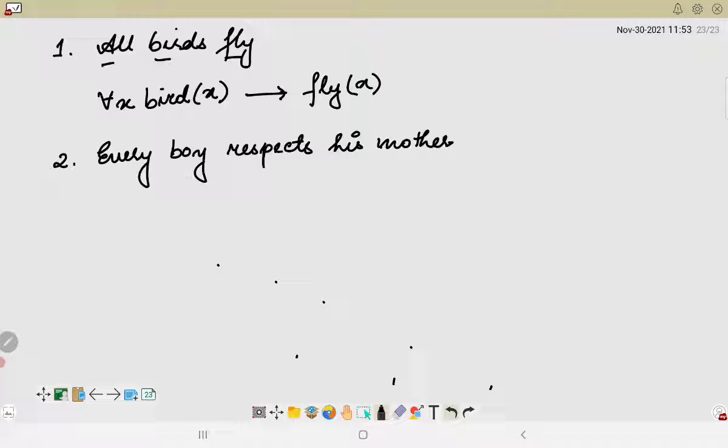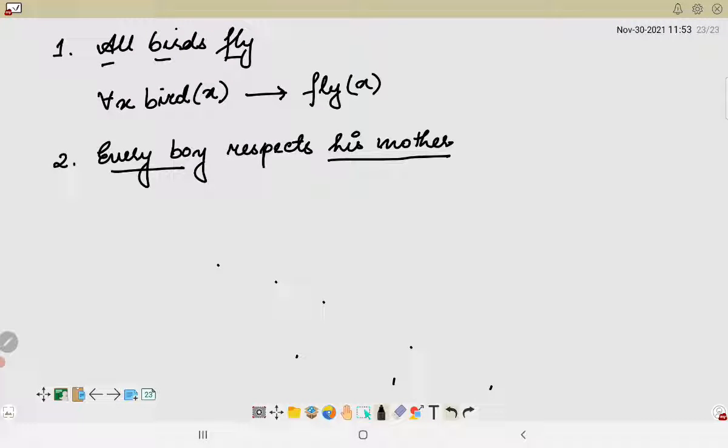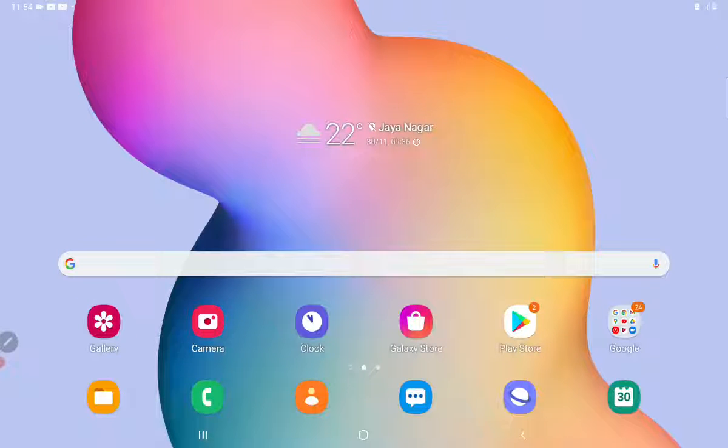Okay, so the predicate here is respect. Okay, respect, and there who respects whom? Every boy respects his mother. So there are two terms which are associated here with the predicate respect. So we will consider boy to be x and mother to be y.